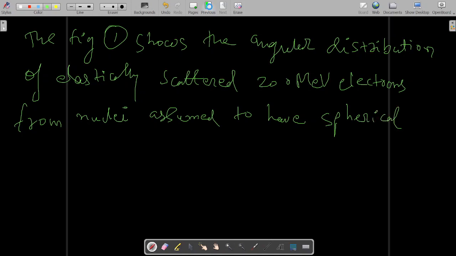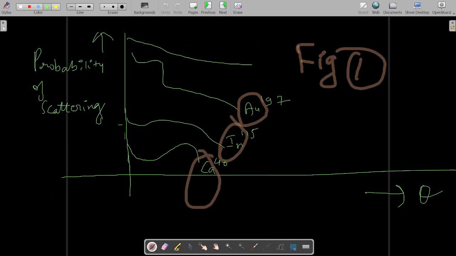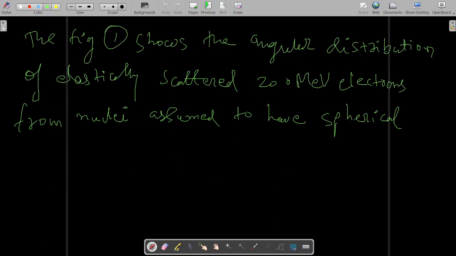Now this is the idealistic graph. Ideally, this is your ideal graph. The ideal graph should look like this, but in reality for various elements the graph shows deviation. So figure 1 shows angular distribution of elastically scattered 200 mega electron volt electrons from nuclei assumed to have spherical uniform charge distribution.